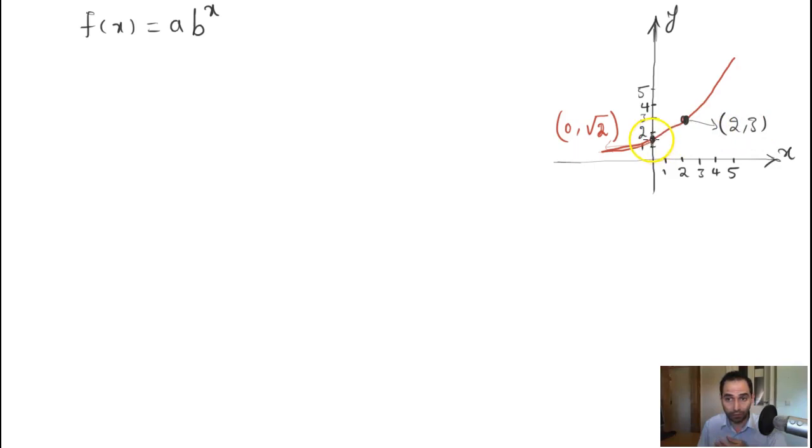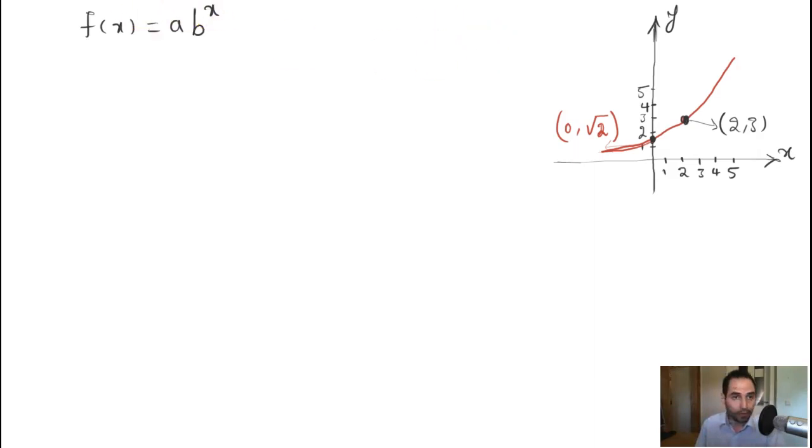For example, if you used this point and this point to find out what a and b were, you might find some relationship between x and f of x where these 2 points were a part of that relationship, but then other points on this graph would not be a part of that relationship, and so the model would simply not work.